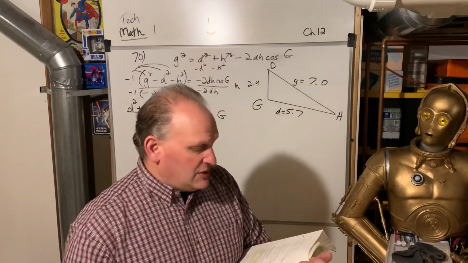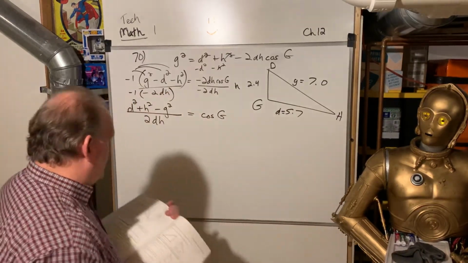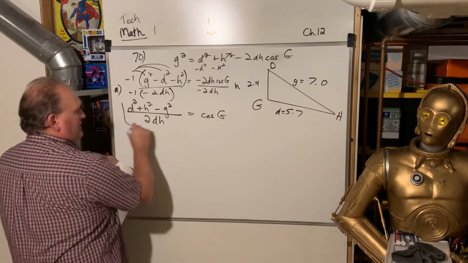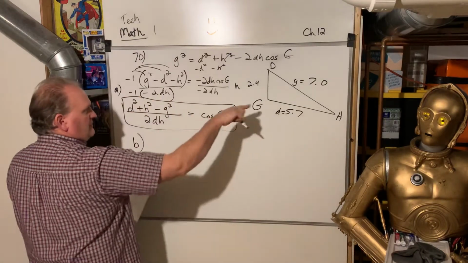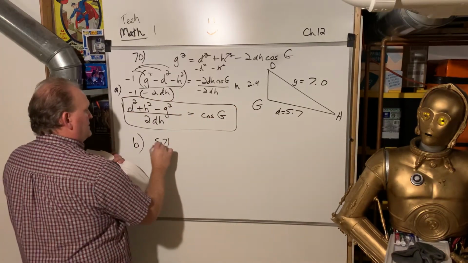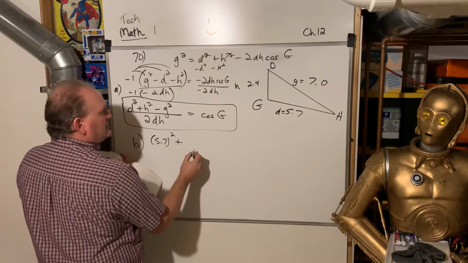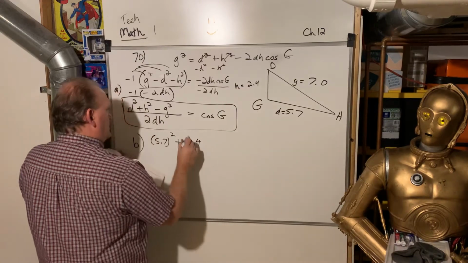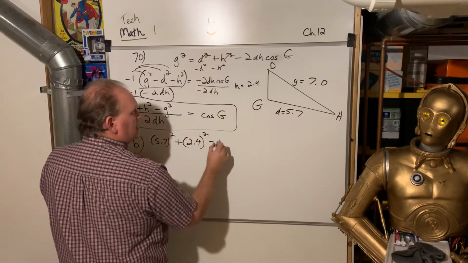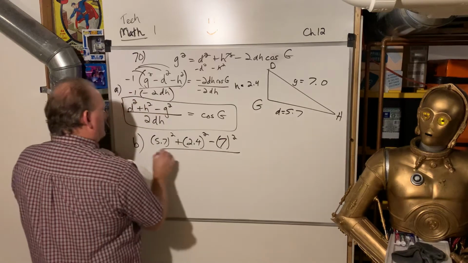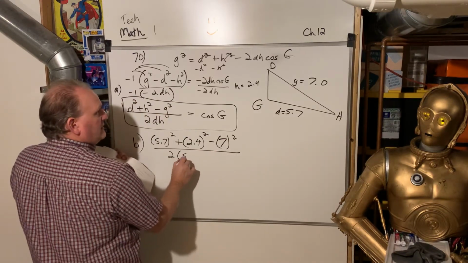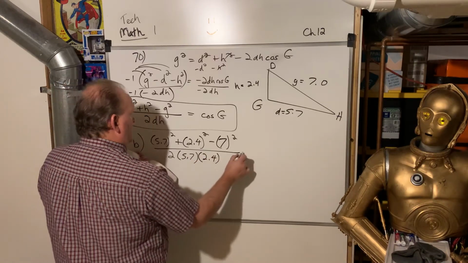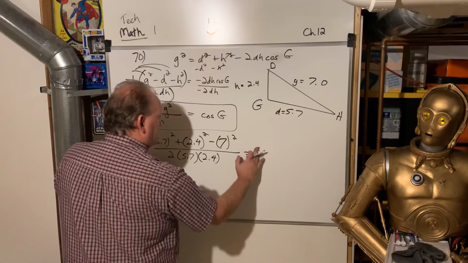Okay. So now part B says, okay, plug and chug all that stuff in. So that means we're going to take this equation and put those numbers into it. So 5.7 squared plus 2.4 squared minus 7 squared over 2 times 5.7 times 2.4 is equal to the cosine of g. I keep writing just g.